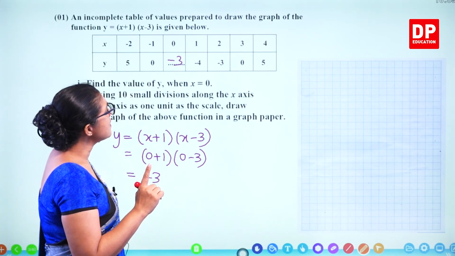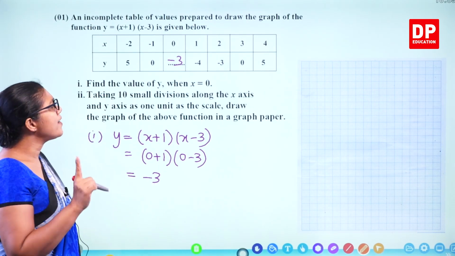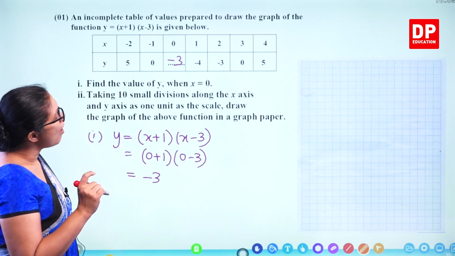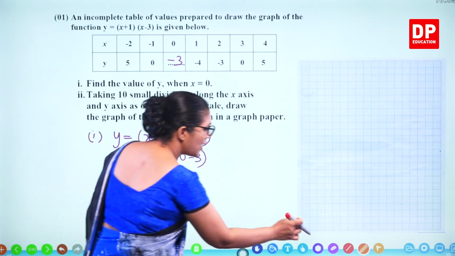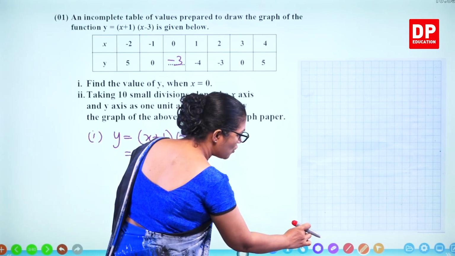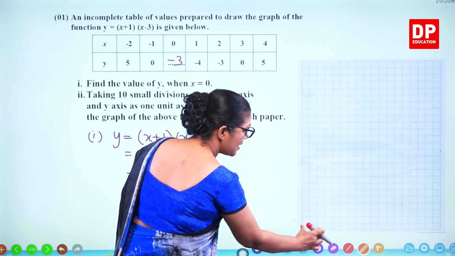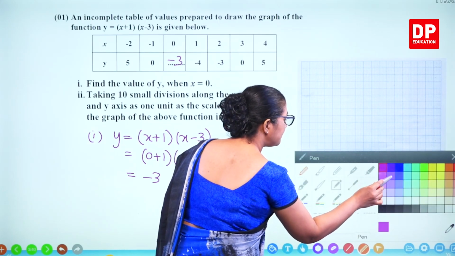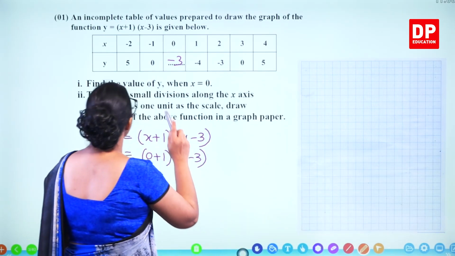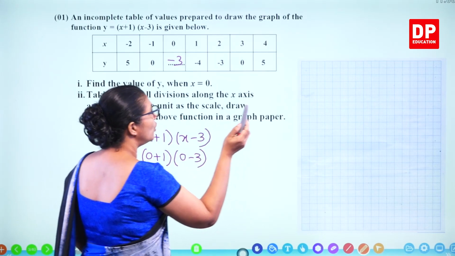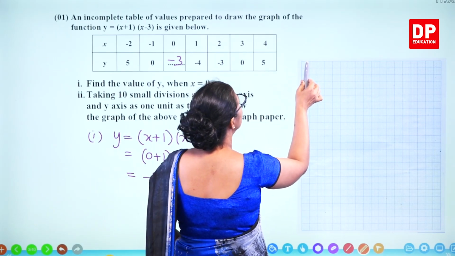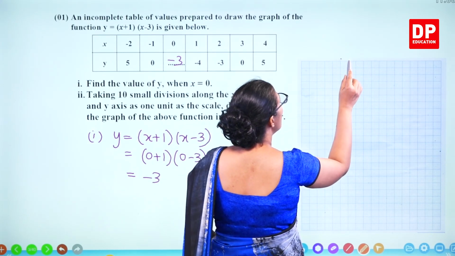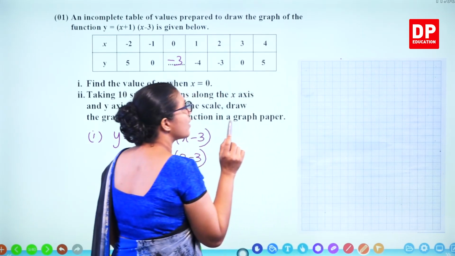Taking 10 small divisions along the x-axis and y-axis as 1 unit as the scale, draw the graph of the above function on graph paper. That means when you take one small square, how many squares is that? 5 squares. So, 10 means these two. We'll see how we can label it. Starting value minus 2 to 4. So, if you start from minus 2 here, minus 1, 0. So, this is 0. Then 1, 2, 3, 4. So, you can start from there.